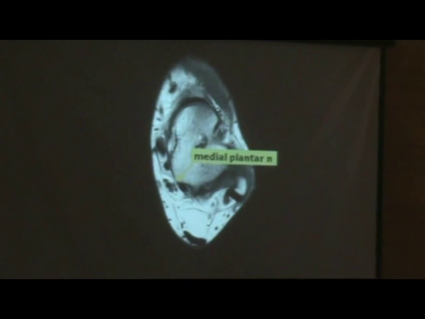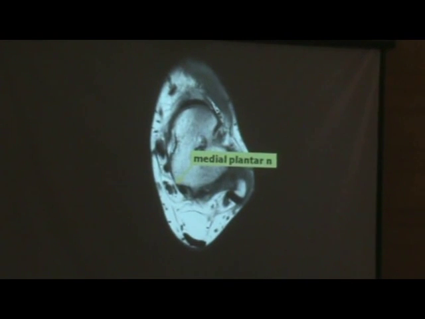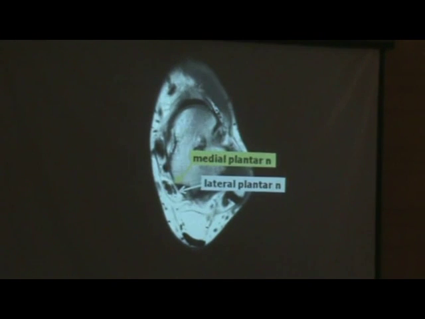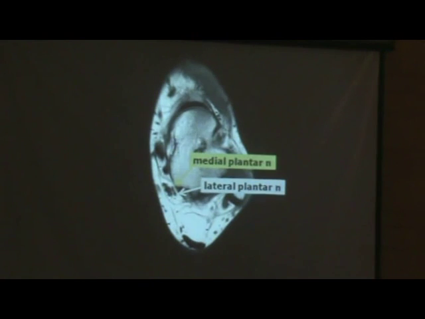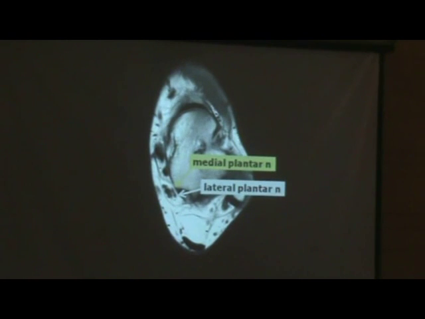So here we got the main division of the tibial nerve. Anteriorly you see the medial plantar nerve, and posteriorly you see the lateral plantar nerve. The anatomical relationships we're going to follow on the next slides will always be like this: the most anterior, the medial plantar, and the most posterior, the lateral plantar nerve. And we still see the small dot posteriorly, which is the medial calcaneal nerve.